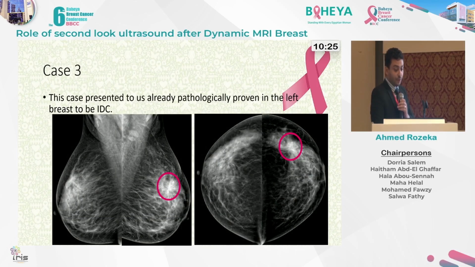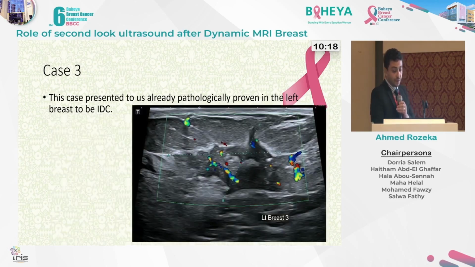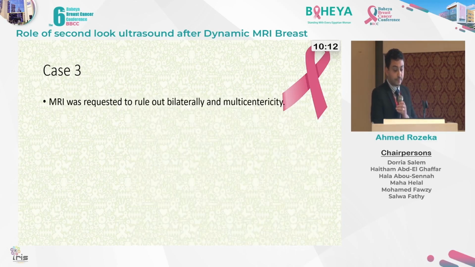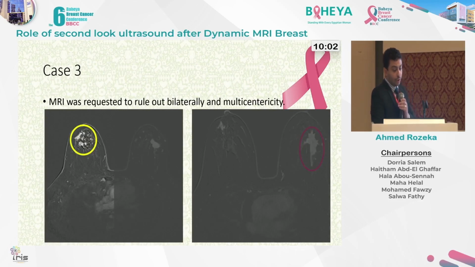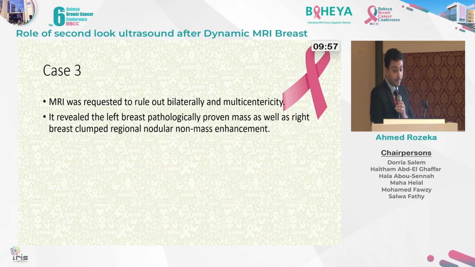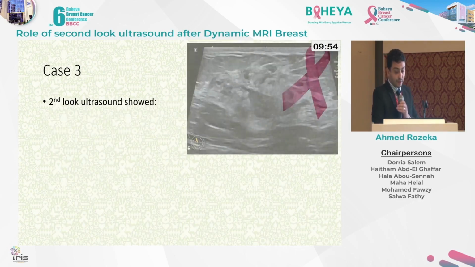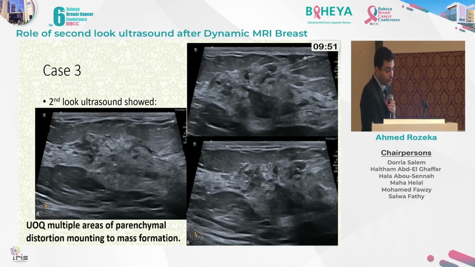This case presented to us already pathologically proven in the left breast to be invasive duct carcinoma. As we can see, there is a malignant looking mass in the upper outer quadrant of the left breast. Ultrasound obviously shows a malignant looking mass with vascularity. MRI was requested to rule out bilaterality and multicentricity. This is the original mass that she presented with, and the other side showed non-mass clumped nodular enhancement in the right breast. Second look ultrasound was requested and showed multiple upper outer quadrant areas of parenchymal distortion amounting to mass formation.